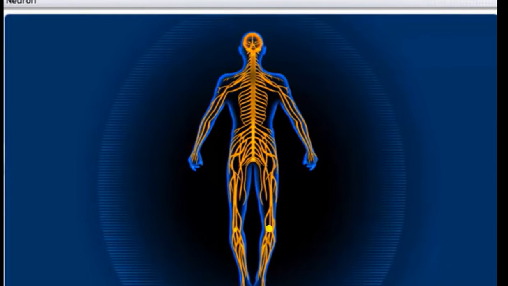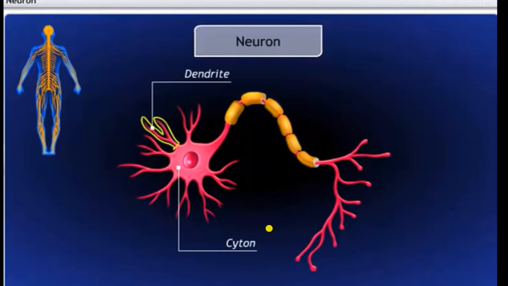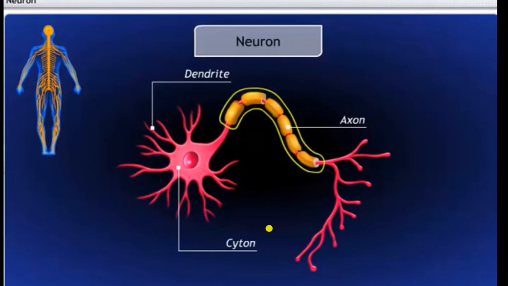Let's look into the fundamental unit of the nervous system, the nerve cell, which is known as a neuron. Let's understand in detail the structure of a neuron. Each neuron consists of three parts, namely the cell body or cyton, branched projections called dendrites, and the long process which forms from the cell body, known as the axon.